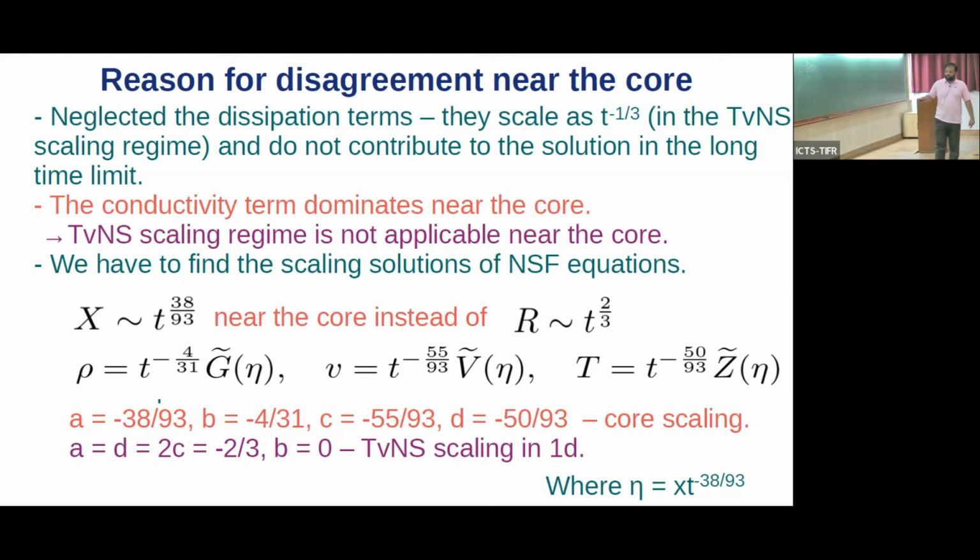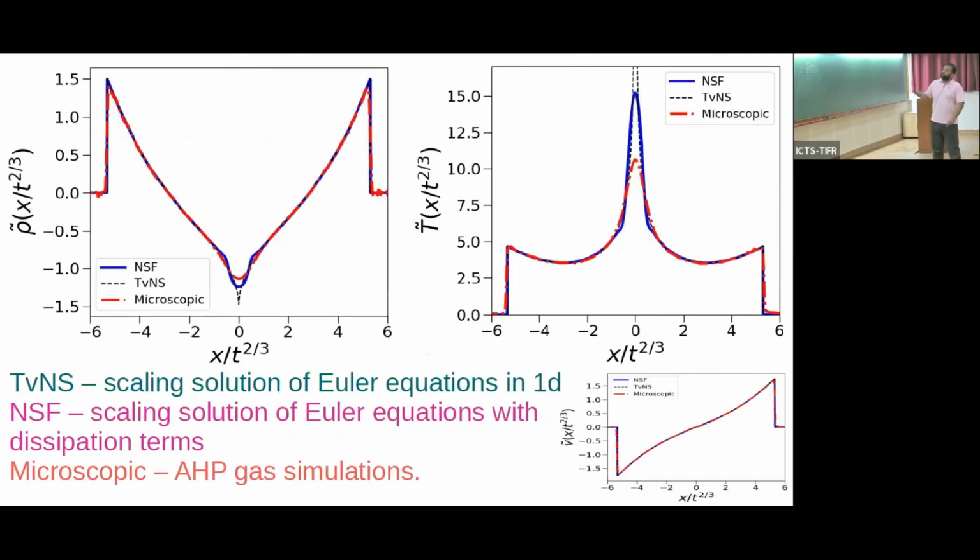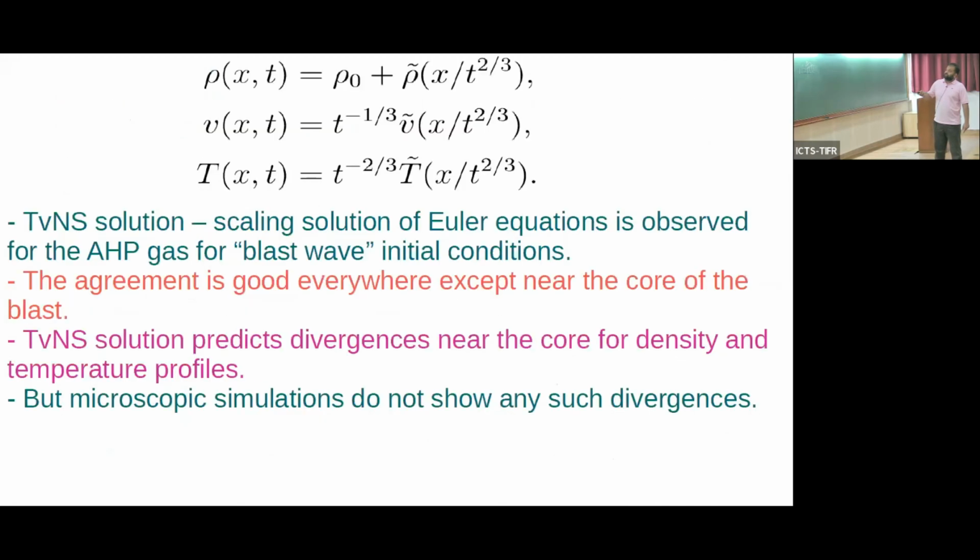And this is a core scaling. This is in contrast to the TVNS scaling. The TVNS scaling profile, you get something like this: t power minus 1/3 and t power minus 2/3 here. These are basically how you scale the x-axis and y-axis to get that. These things we are getting different near the core, near the TV, and near the other areas.